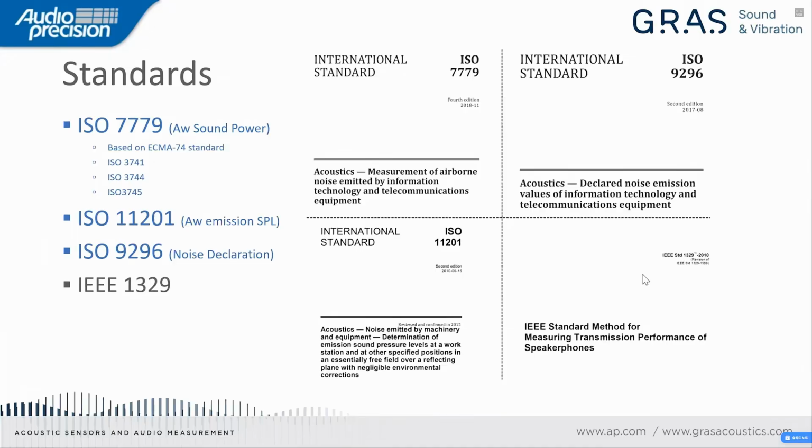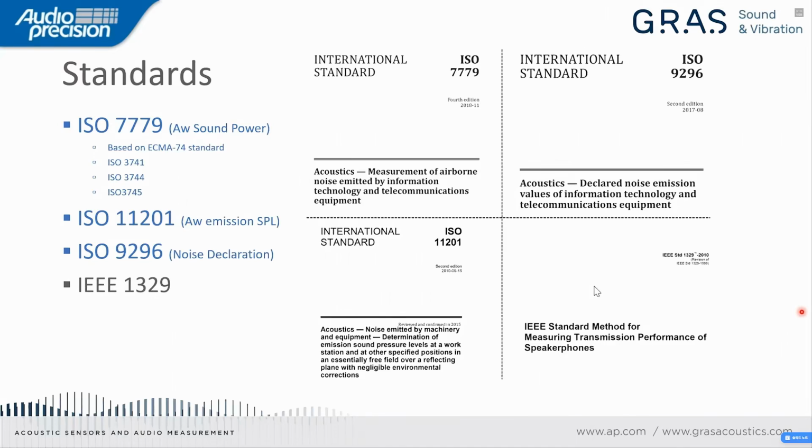The basic emission quantity that this standard is using is the A-weighted sound power level. And this sound power level can be used for comparing equipment of the same type, but from different manufacturers. This A-weighted sound power level from the first standard is supplemented by the A-weighted emission sound pressure level in the ISO 11201 standard. And then we have the ISO 9296.